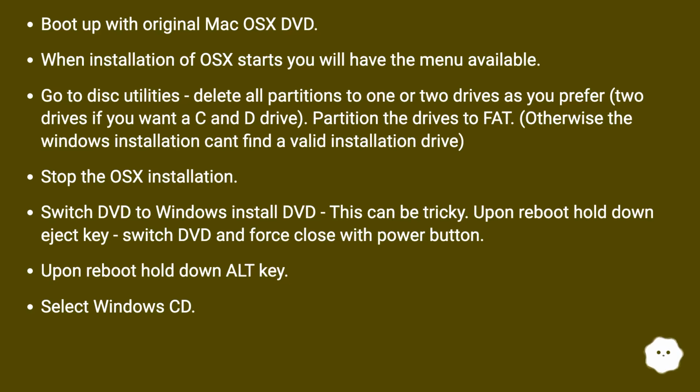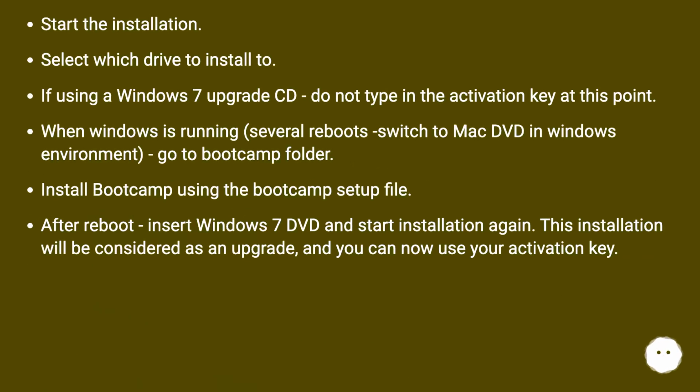Stop the OS X installation. Switch DVD to Windows Install DVD. This can be tricky. Upon reboot, hold down Eject key, switch DVD and force close with power button. Upon reboot, hold down Alt key, select Windows CD. Start the installation. Select which drive to install to. If using a Windows 7 upgrade CD, do not type in the activation key at this point.